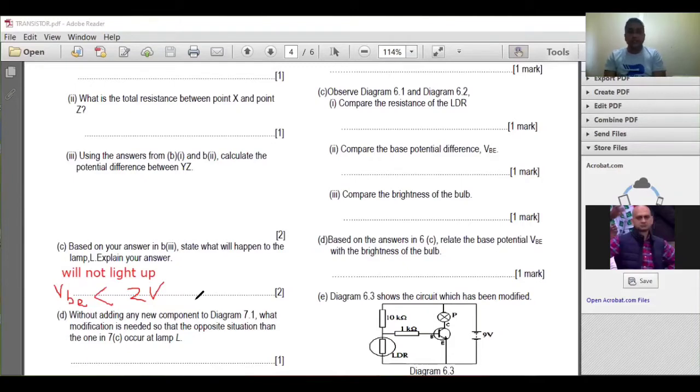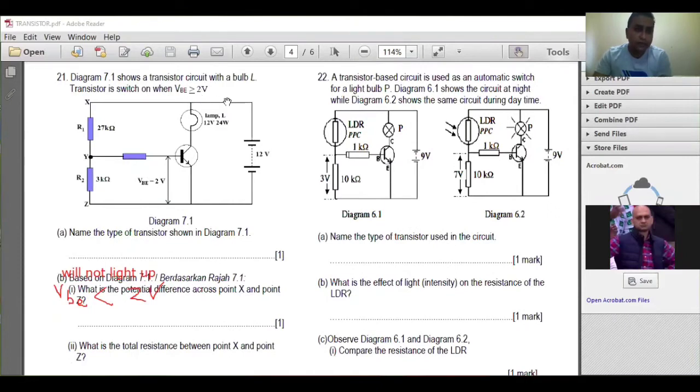Now D. Without adding any new component to diagram 7.1, what modification is needed so that the opposite situation can occur? That means without adding new components, they ask you to modify the circuit so that the bulb can light up. In order for the bulb to light up, the base voltage must be at least minimum 2 volt. Now the problem is, here is 1.2 volt, just now.